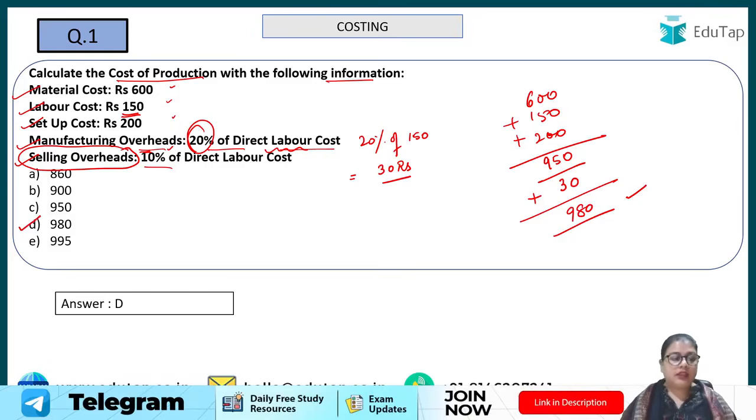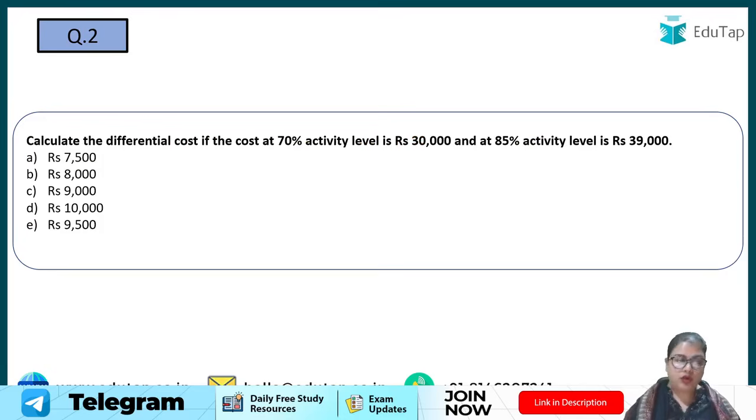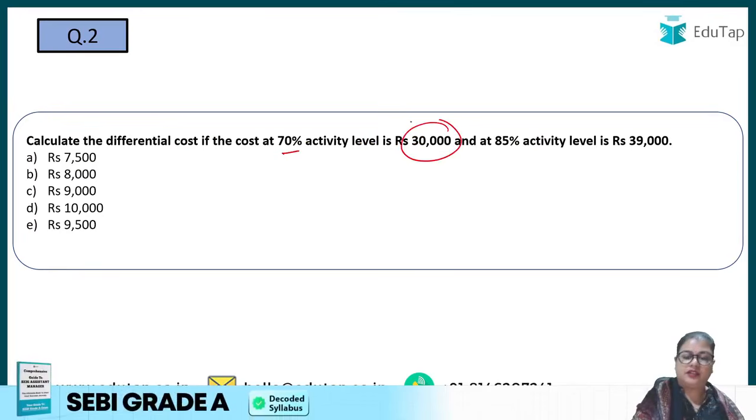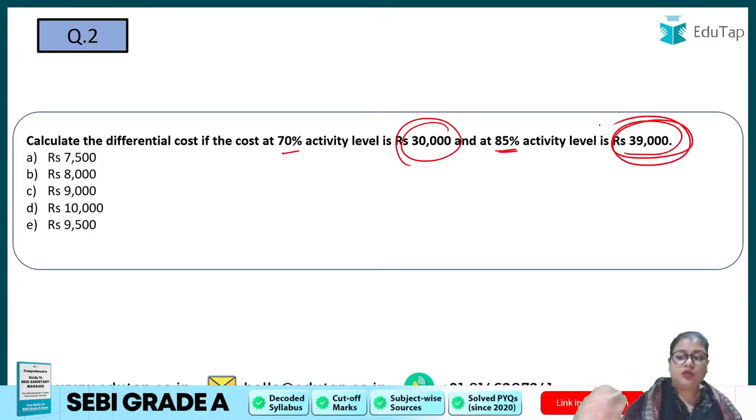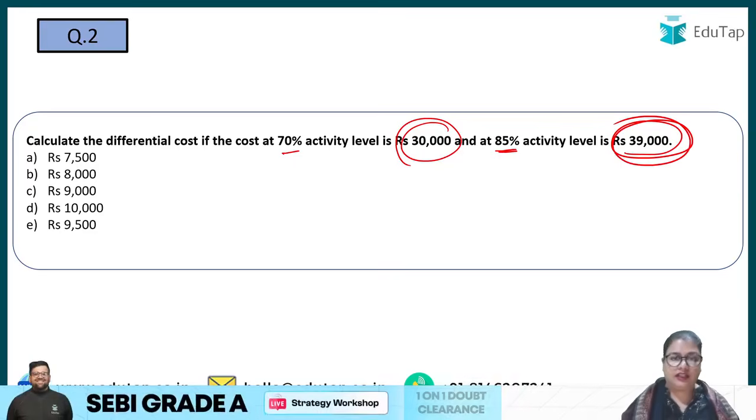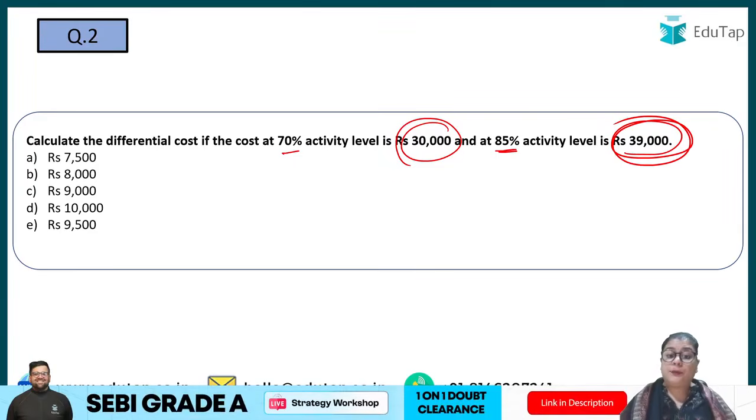Okay. Now, moving on to the question number 2, you have to calculate the differential cost if the cost at 70% activity is 30,000 and 85% activity is 39,000. Now, most of the students can get confused. वो क्या करने के लिए लगेंगे? 70% निकालने की कोशिश करेंगे 30,000 का. But नहीं. We have to find out the differential cost.